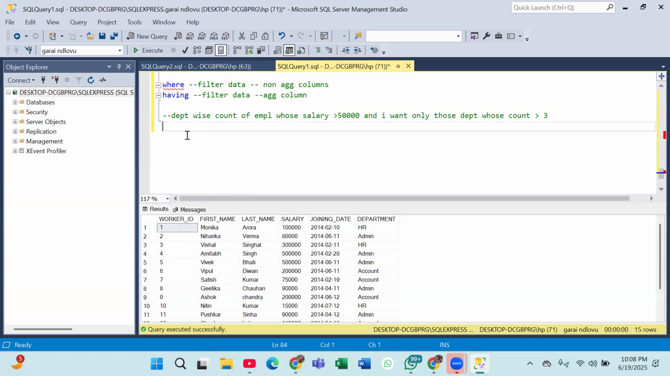Here it is. I want to have the department-wise count of employees. I only want to count those employees whose salary is greater than 50,000, and I only want to have those departments whose count is greater than 3. That's what you guys have to do. Try it out in the chat box, everyone. Good, good, Vishal. Very good.